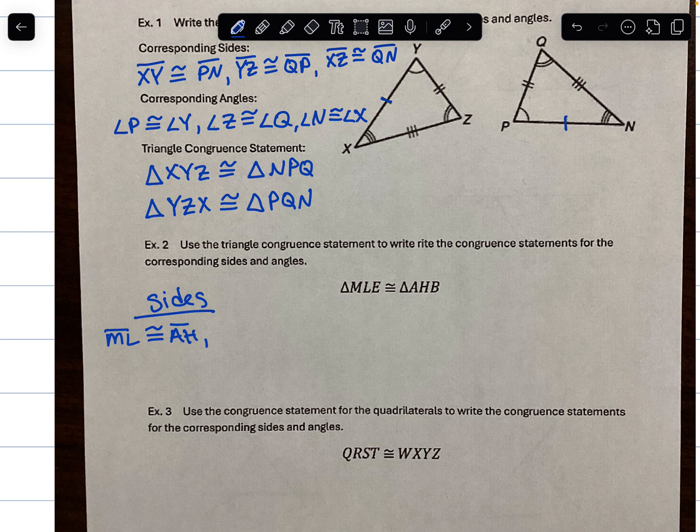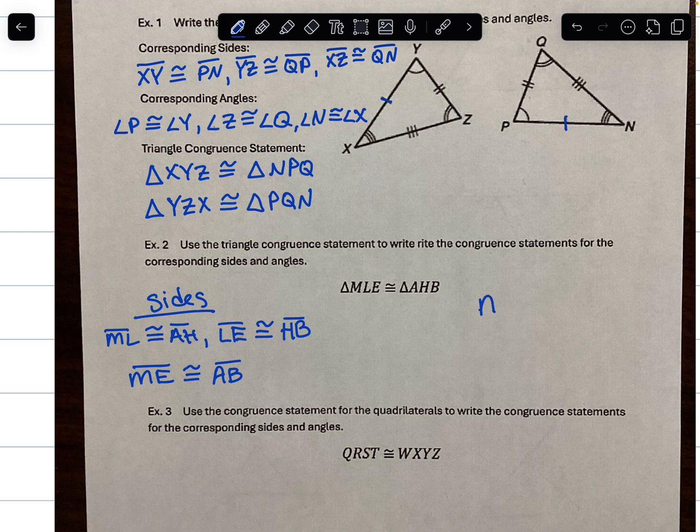LE, the last two, congruent to HB, also the last two. Okay? Then I have one more set of sides. What would that be? ME, which is first and last, congruent to AB, first and the last. Okay?